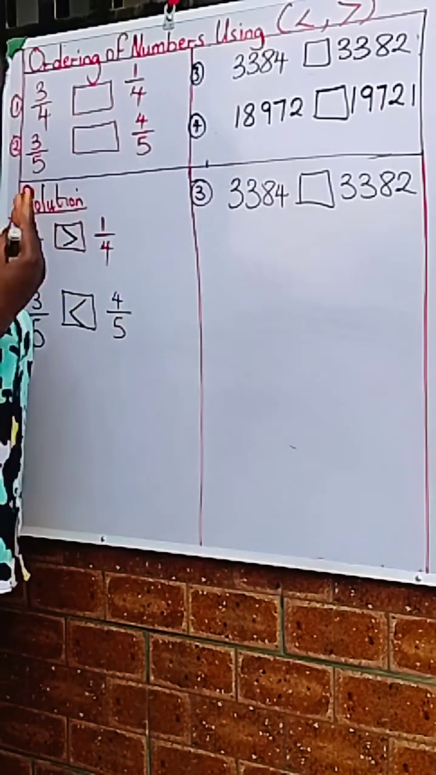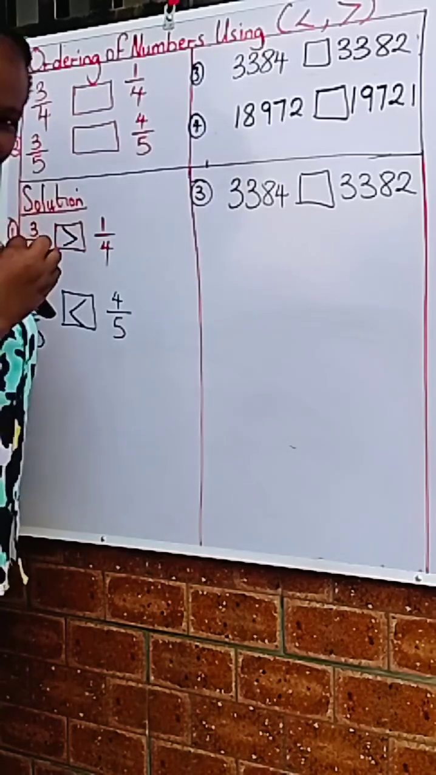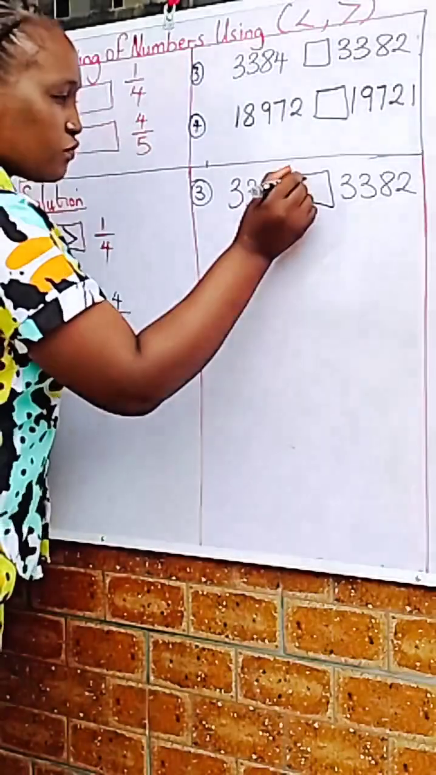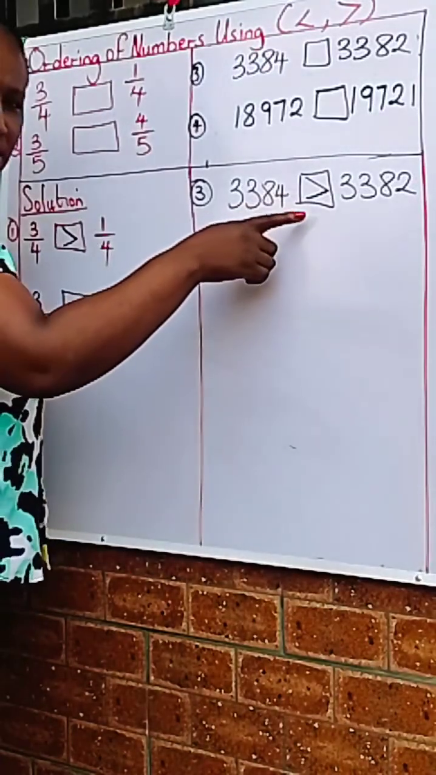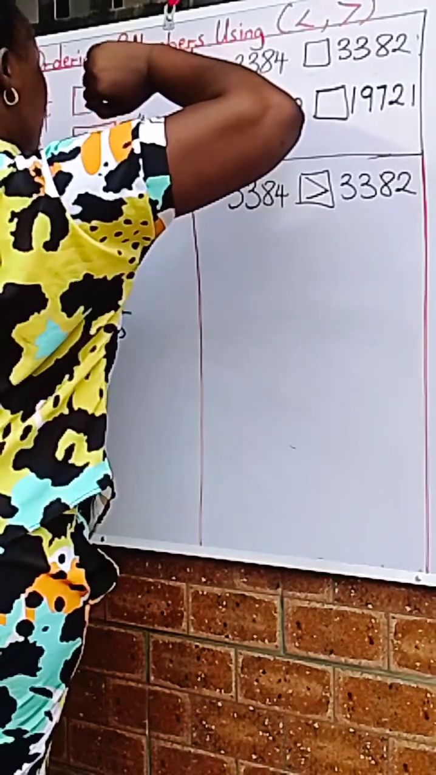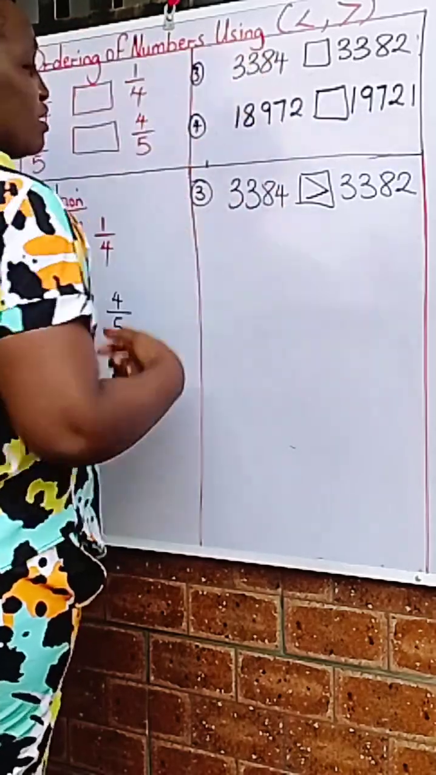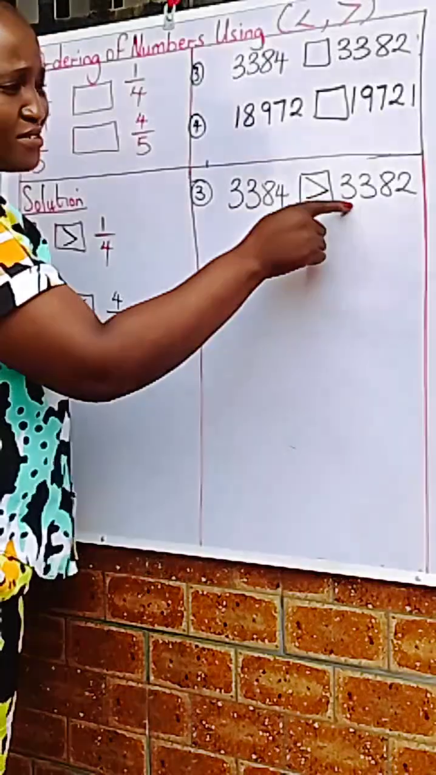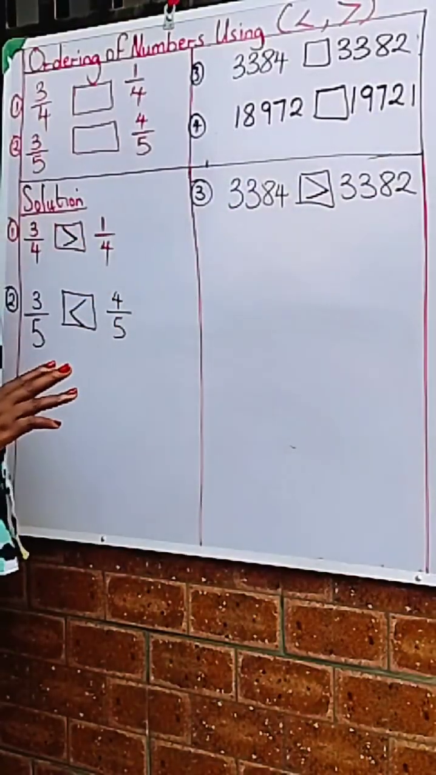So, everybody will want to go for something bigger. You open the mouth of your sign to swallow the bigger number. Now you have written this, you now check your hands. Is this greater than or is it less than? Remember I said your right hand is greater than, which means 3,384 is greater than 3,382. I hope I made myself clear.